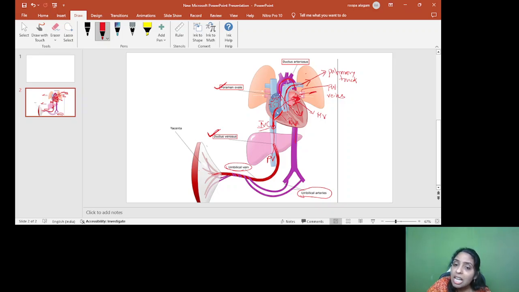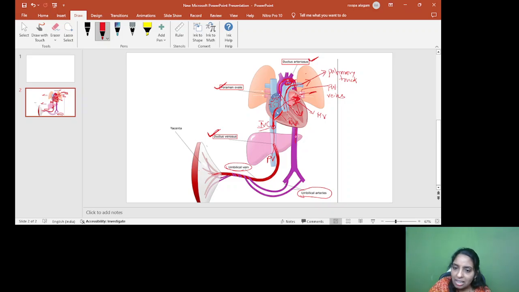So because of a short circuit, that is a shunt, the blood present in the pulmonary trunk now enters directly into the descending aorta. How does it enter? It enters through the ductus arteriosus. This is also an important previous year's question. From there, the blood passes directly into the descending aorta.